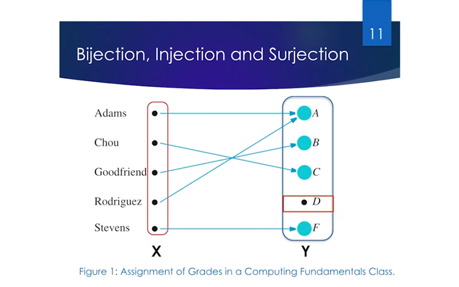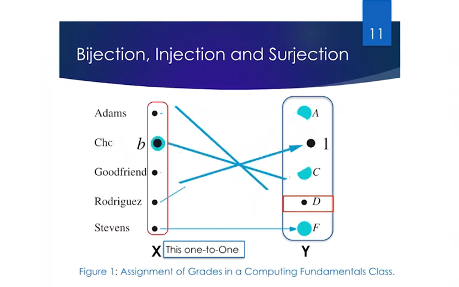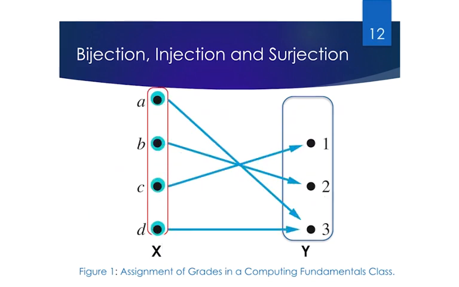Another example. If we have the elements of the set X and the set Y, now A is mapped to 3, B is mapped to 2, C is mapped to 1, D is mapped to 3 again. Now all elements in the set Y are mapped, but in this case A and D in the set X have been mapped to the same element in Y. So this is not a one-to-one function, but it is an onto function.